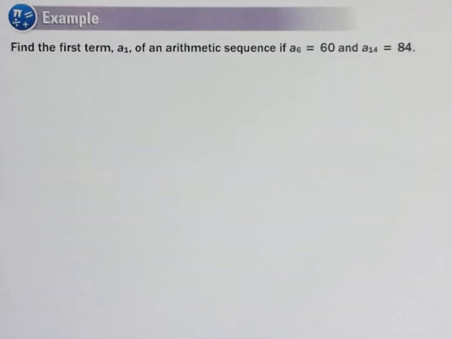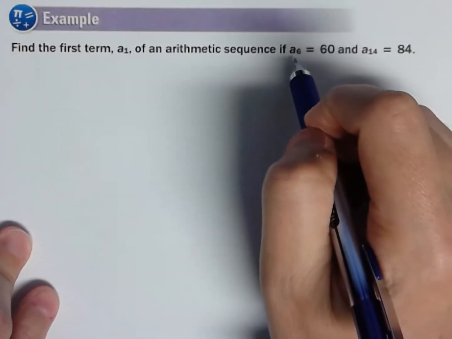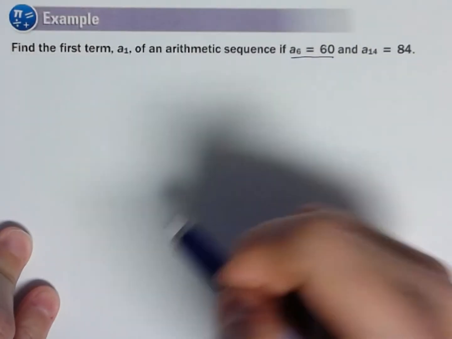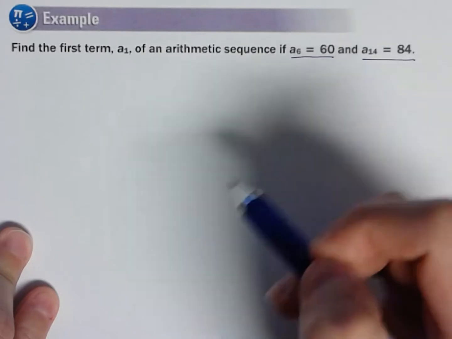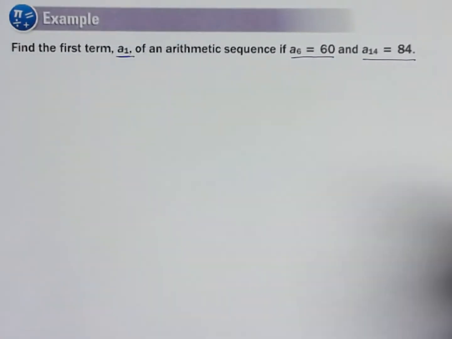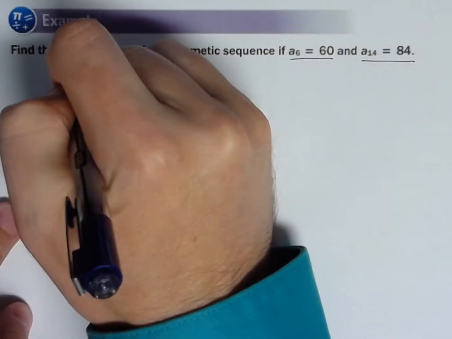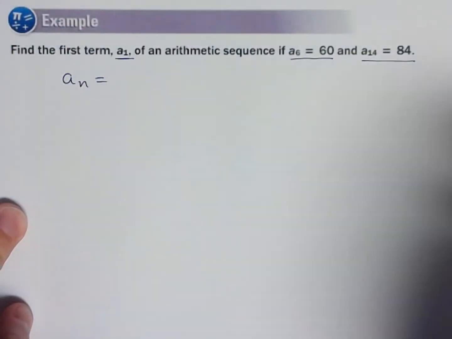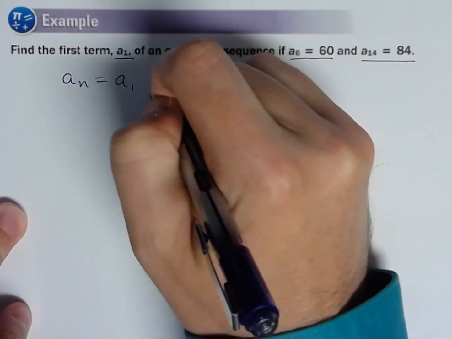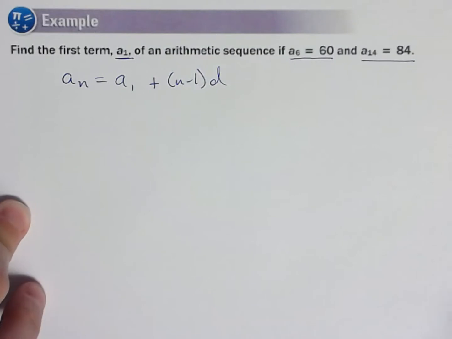Okay, another little arithmetic sequence example. So now they give us two terms. We know the sixth term, we know the 14th term, and we want to find the first term. Well, of course, we've got a relationship. The nth term is the first term plus n minus 1 times d.